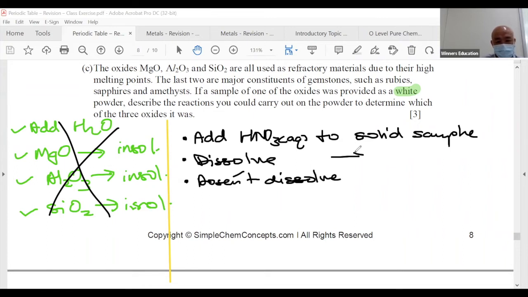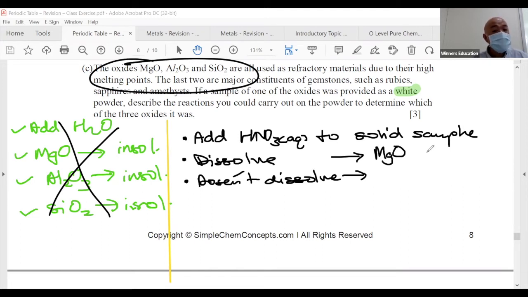So based on your understanding of your 3 oxides, my friend, when it dissolves, who could it be? Who will react with acid over here? MgO, because it's a basic oxide. But it could also be amphoteric Al2O3. So it's an or. So it's not conclusive. But if it doesn't dissolve, I know immediately it's SiO2. Agree? Acidic, right? They don't react. Make sense?